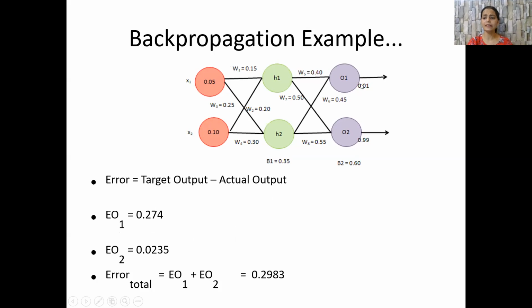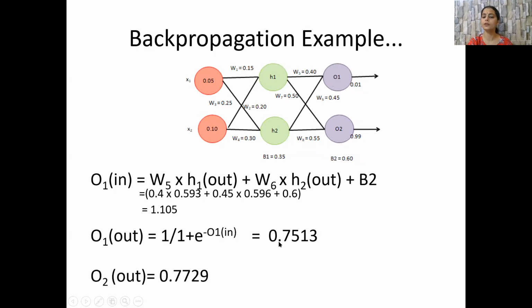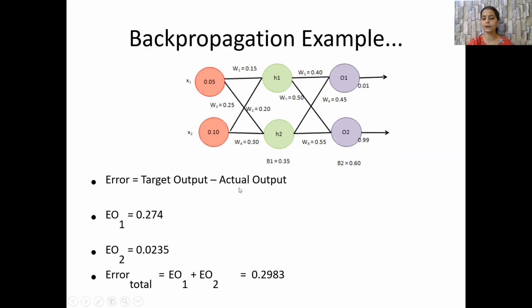Now, error is simply the difference between the target or the expected output and the actual output that we achieve. What is the target output at O1? The target output should be 0.01 and what did we calculate? 0.7513. So we will subtract the actual output that we got, 0.75, from 0.01 and we will get the value of error at E01. At this node, the error that we have got is 0.274.